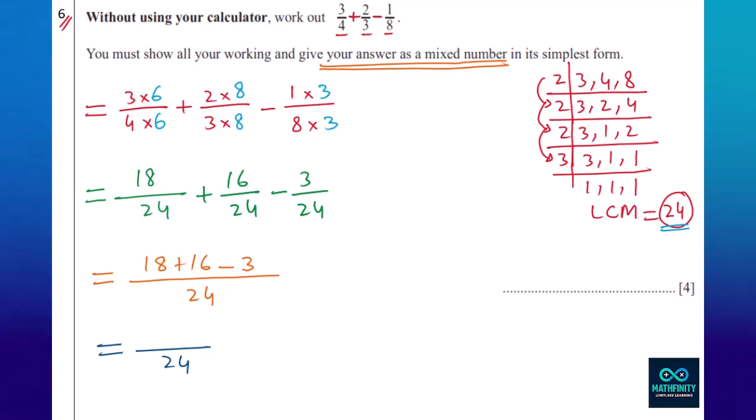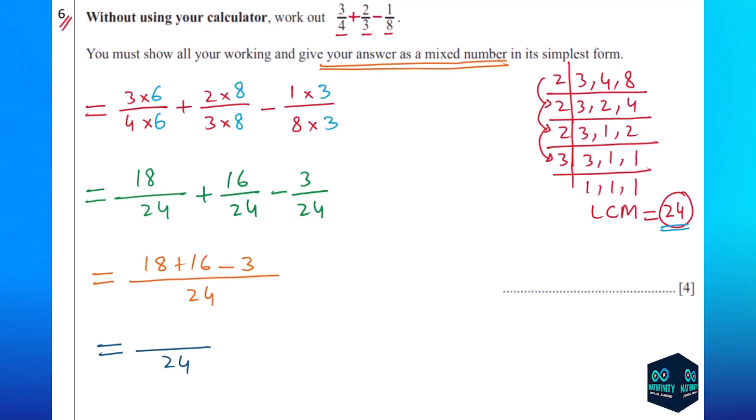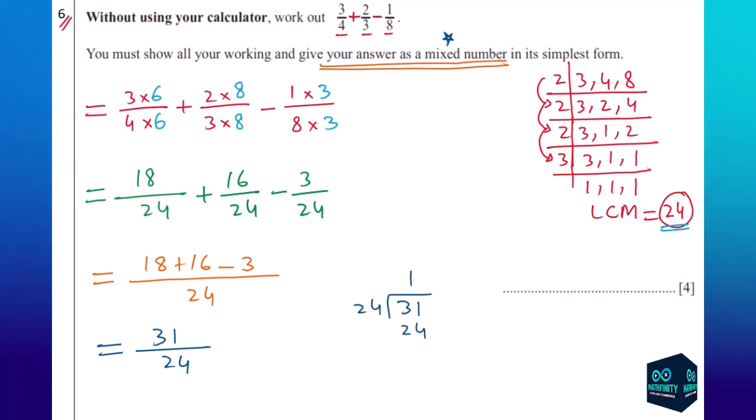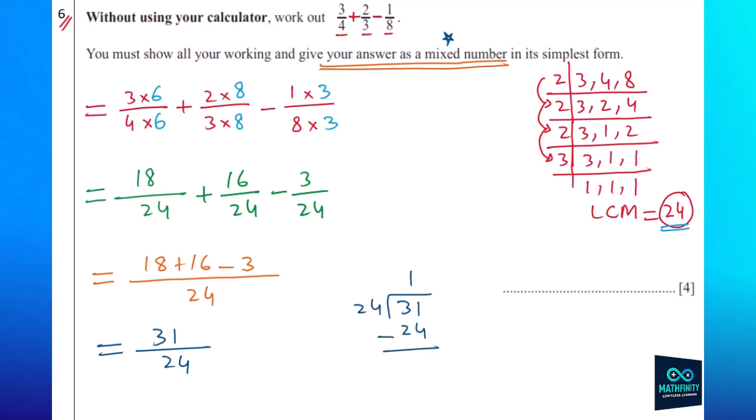18 and 16, it will be 34, and then minus 3, 31. We cannot divide with the same table, so let us convert into mixed number. How to convert this into mixed number? 31 inside, and we have to divide by 24. 24 1 times 24, then we have to subtract 31 minus 24, you will get the answer 7.